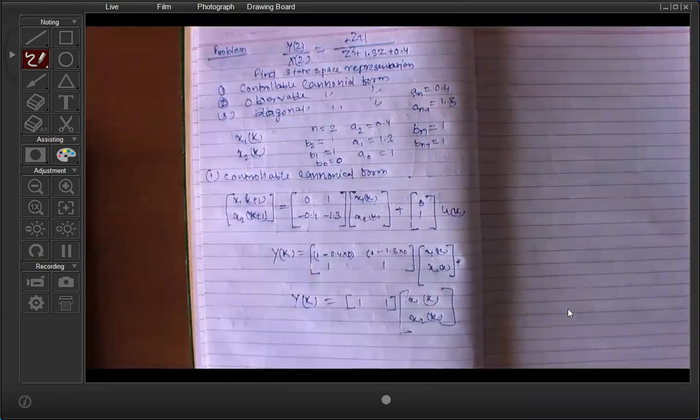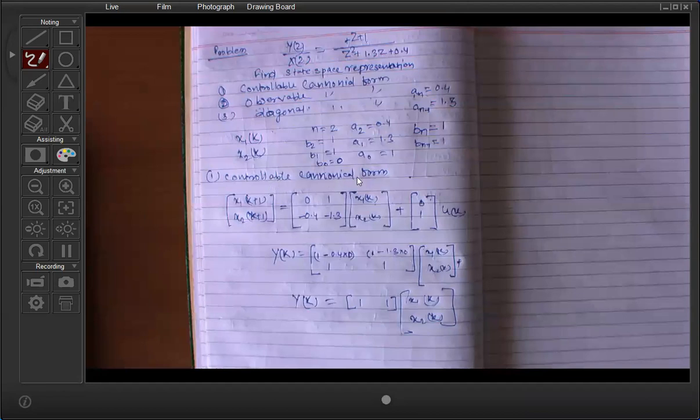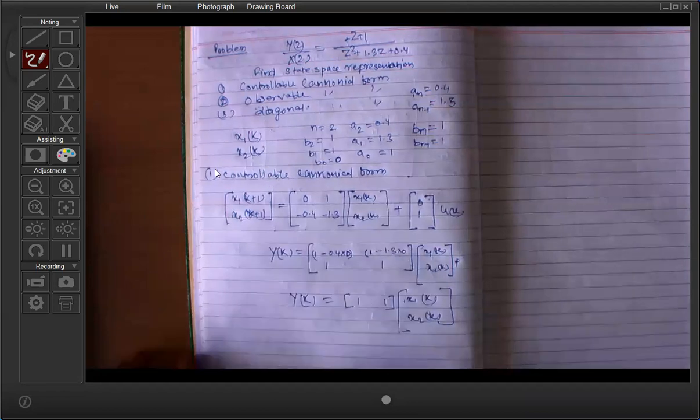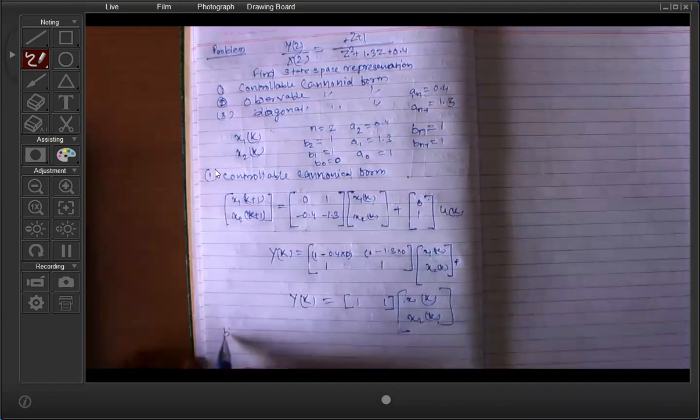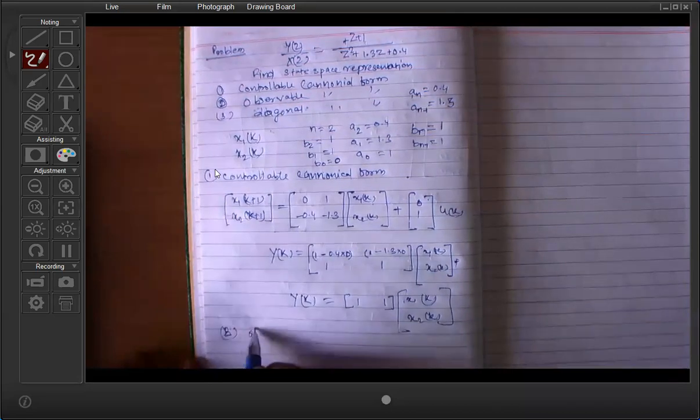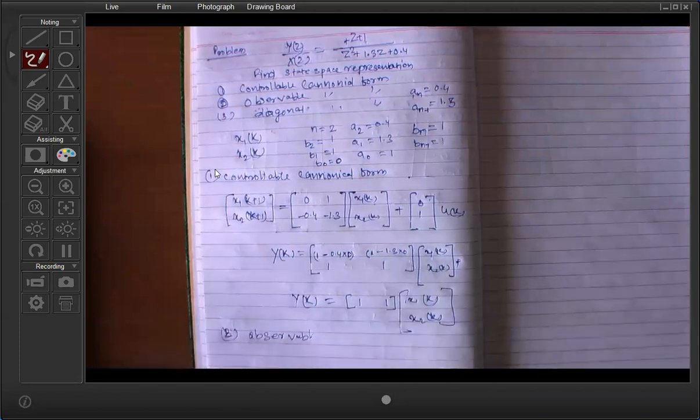We just have to compare with the standard canonical form. Now next we have to write in the observable canonical form. Just wait.